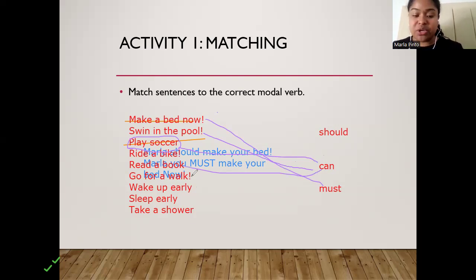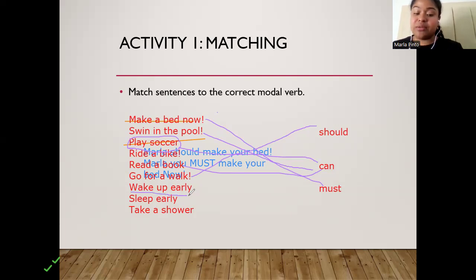Depends on the situation, but in this case, it could be should, because suppose that you are so exhausted and you feel worn out and someone tells you, Marla, you should go for a walk. You're right.